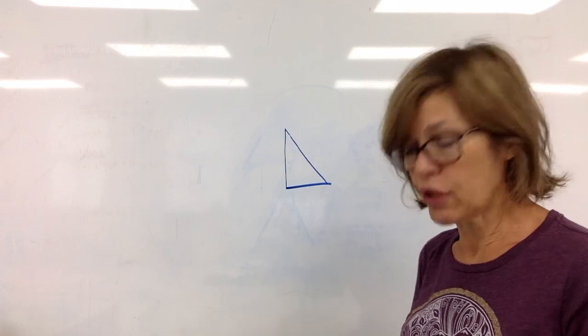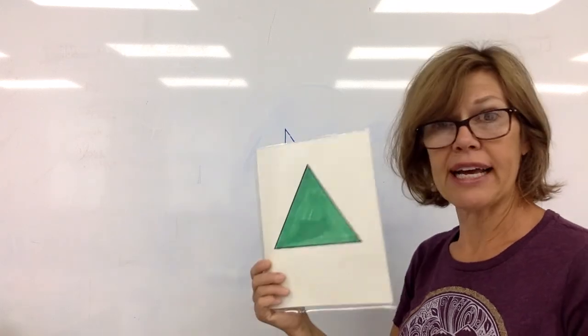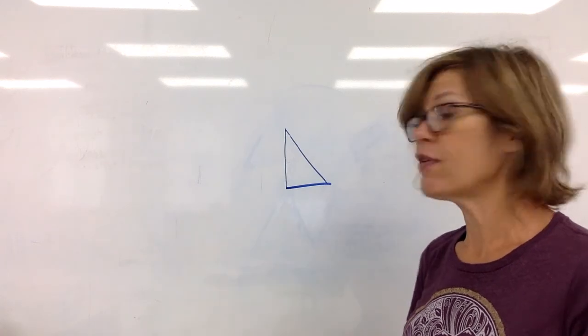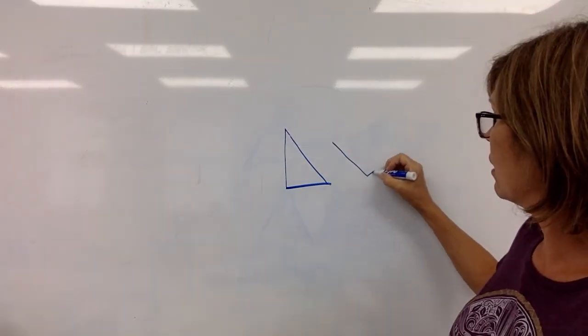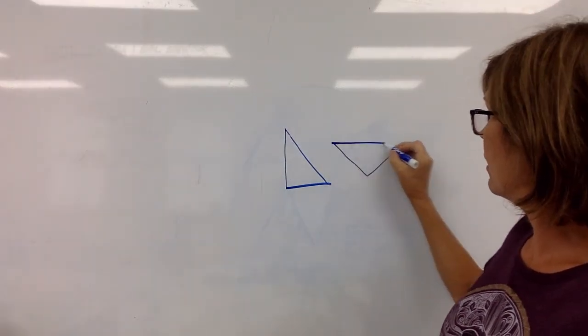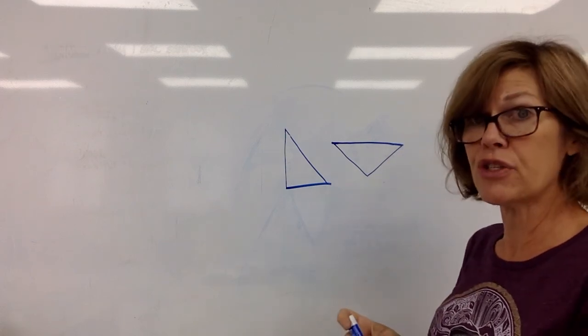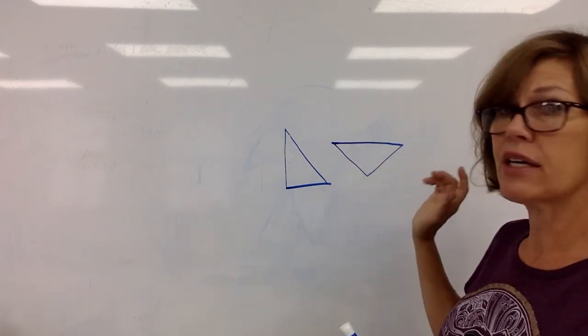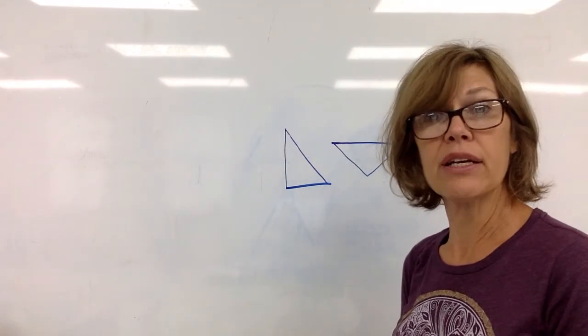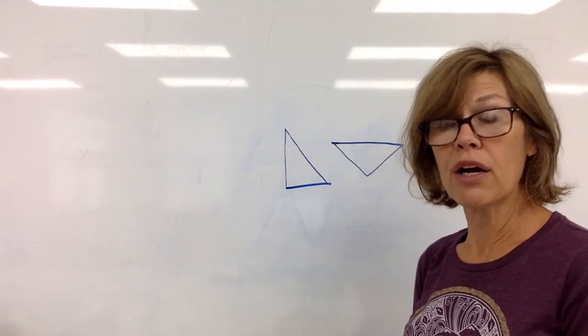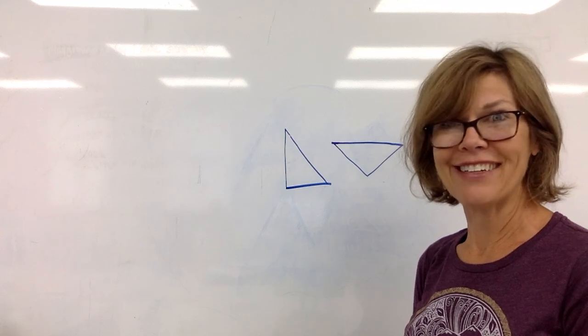So not only should you look for triangles that look like this one, but if you find some triangles that look like this one, or this is also a triangle, 1, 2, 3, straight sides, 3 corners, they would also count as triangles. Let me know tomorrow how many triangles you found.